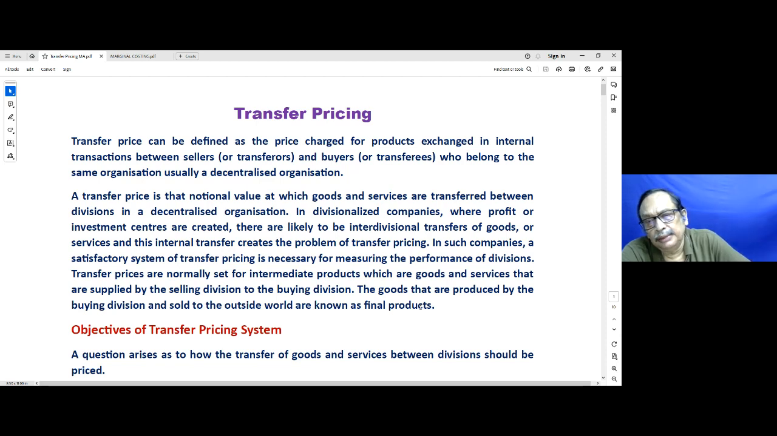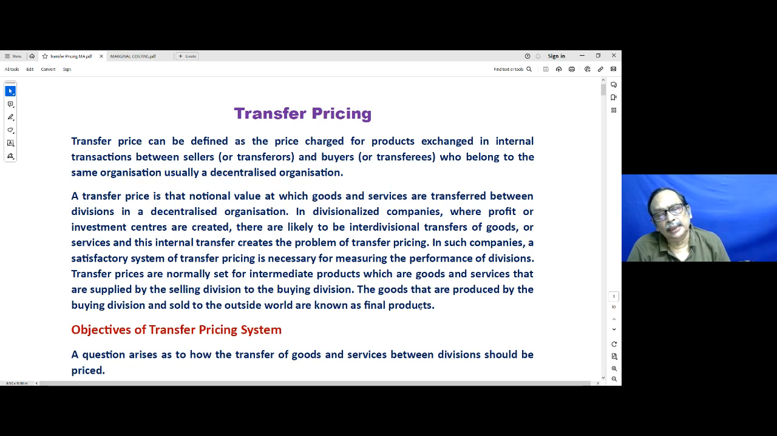Now, in divisionalized companies where profit or investment centers are created, there is likely to be interdivisional transfer of goods or services, and this internal transfer creates the problem of transfer pricing. Now, assume the manager of division A is transferring certain goods to division B, and at what price the transfer should be made, that is to be taken into consideration, considering divisions as investment centers, divisions as profit centers, etc. And pricing of goods which are transferred by the transferor division to the transferee division are to be priced, and the question of transfer price will arise.